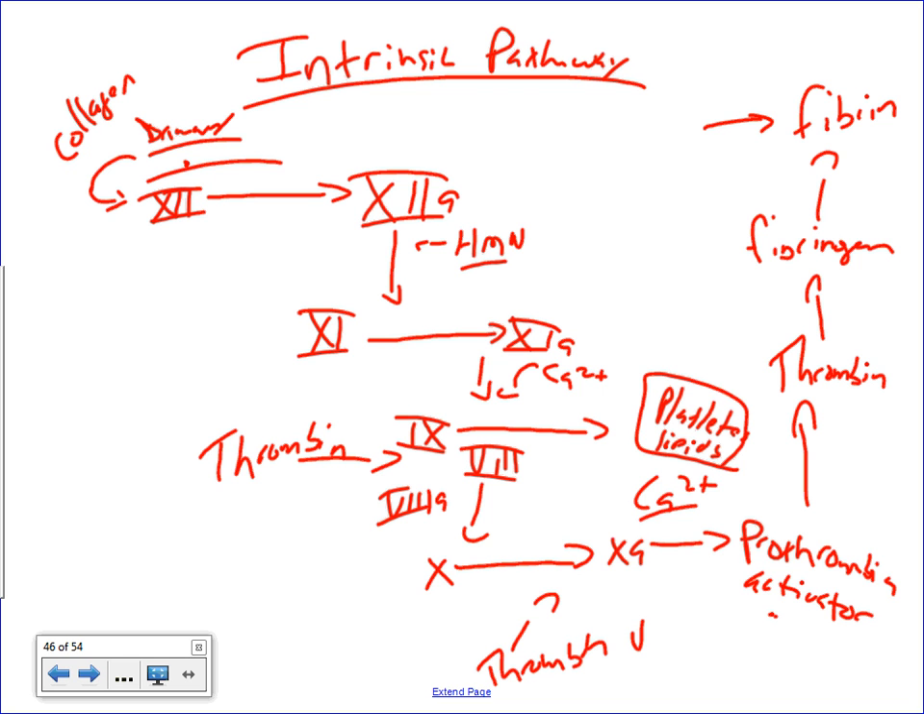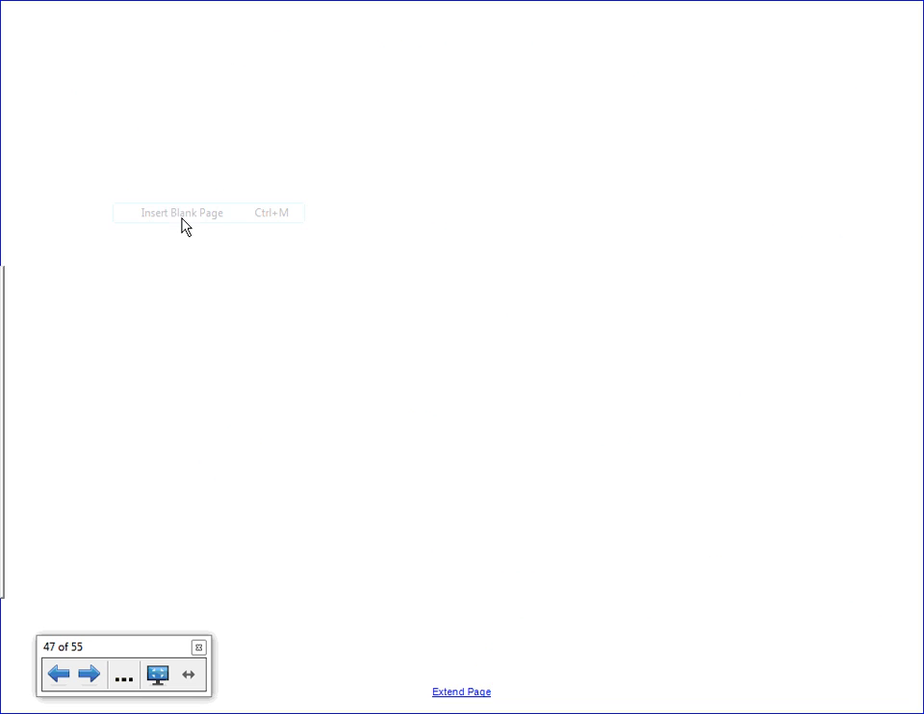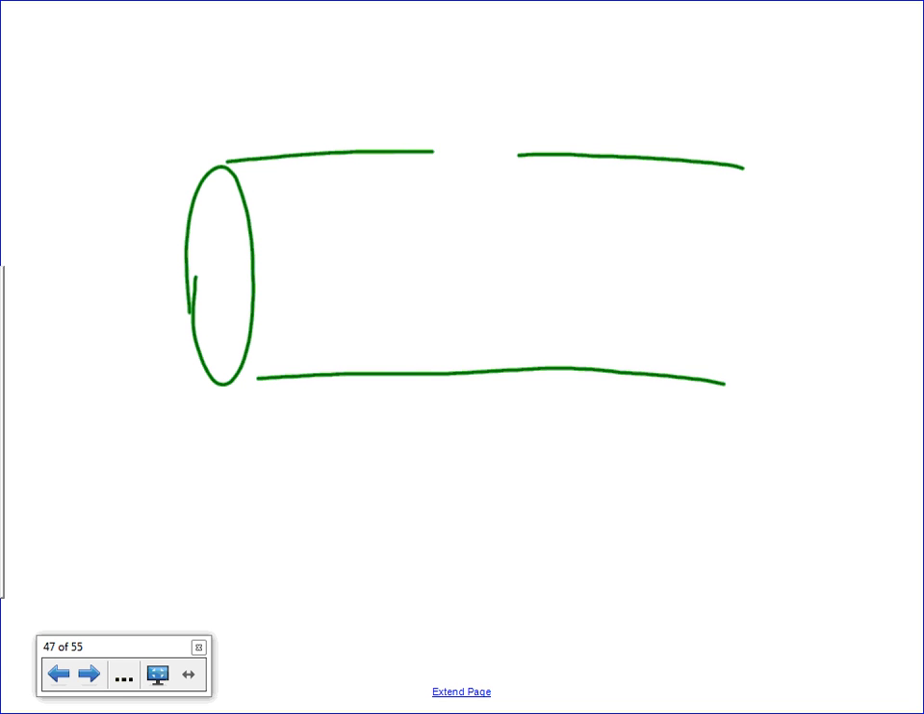Okay, and then in the end, once we form fibrin, let's go to another page here and doodle our vessel real quick. So let's say here's our platelet plug, and fibrin is going to be this mesh-like network of proteins that wraps around the platelet plug. That net of fibrin is the clot, and it's going to prevent the clot from dissolving or breaking apart too quickly.